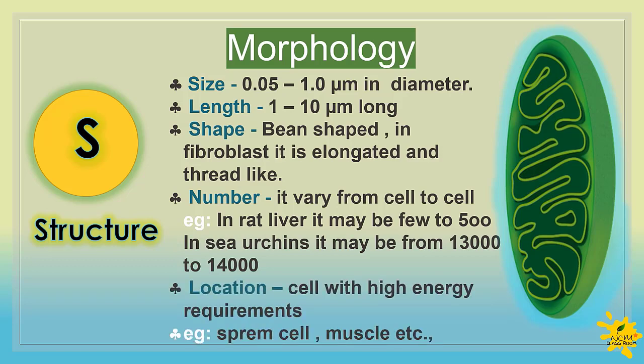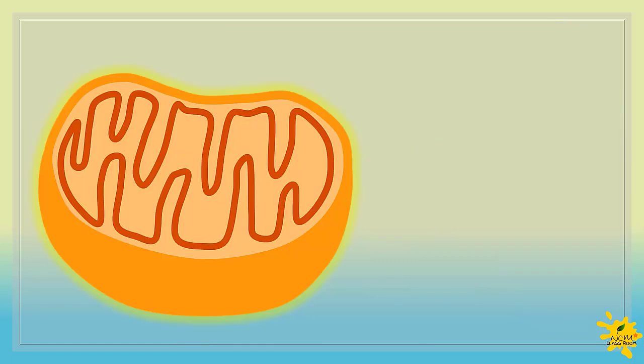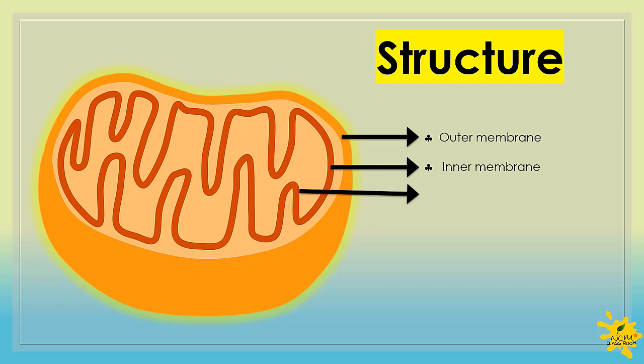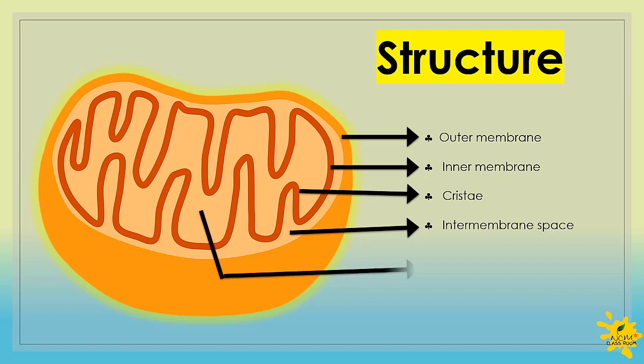Location: cells with high energy requirements, for example, sperm cells, muscle cells, etc. Now let us see the structure of mitochondria. This is the outer membrane, this is the inner membrane, and the foldings are called cristae. The space between the two membranes is the intermembrane space or perimitochondrial space, and this is the matrix.